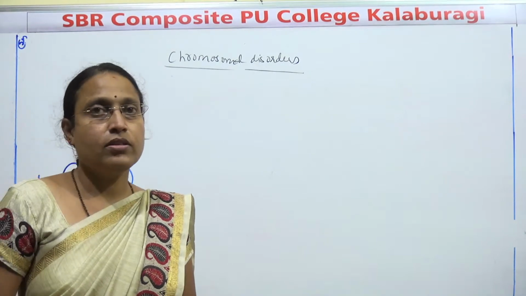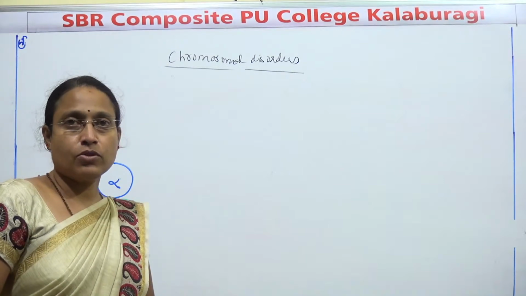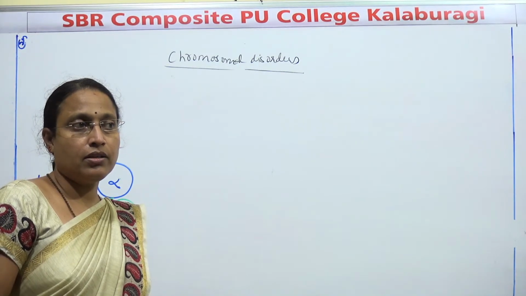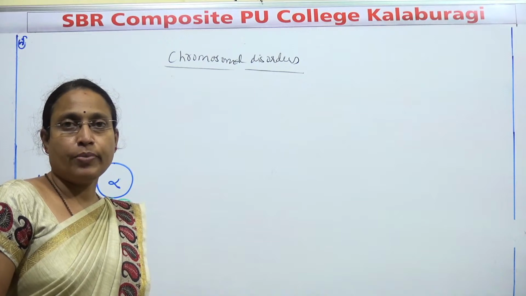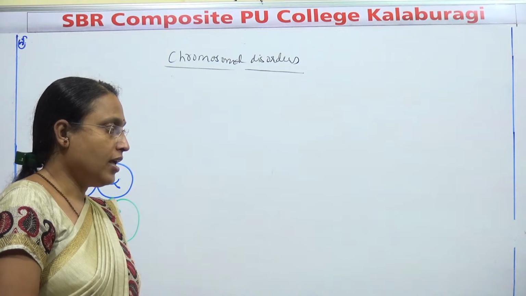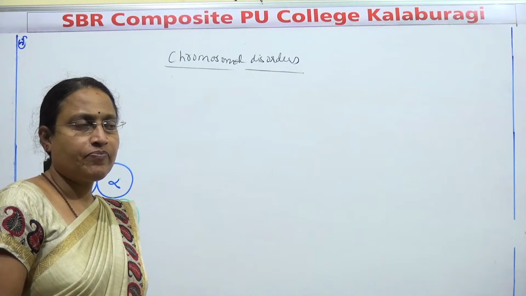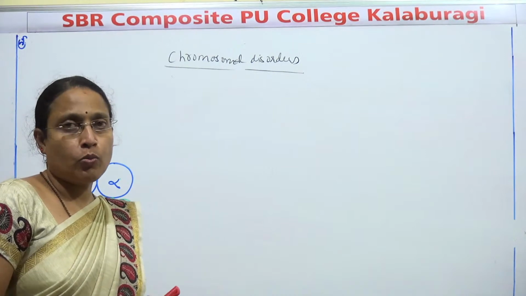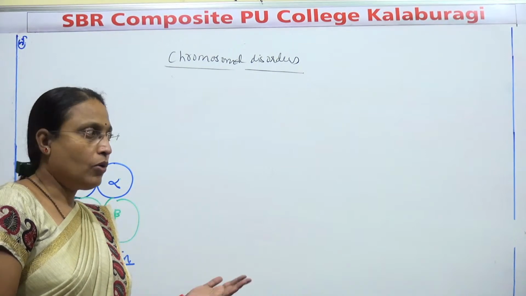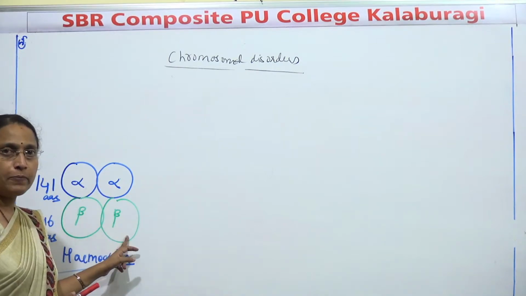Hello students, today I am going to try to complete the next subtopic in the chapter Principles of Inheritance and Variations, and that is chromosomal disorders. Before explaining chromosomal disorders, I want to explain the structure of hemoglobin.